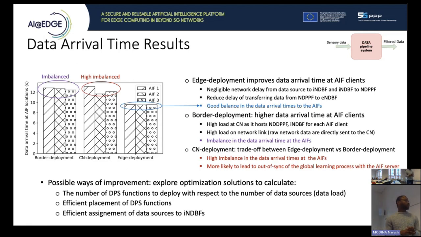At the core deployment, in terms of data arrival time, we have a trade-off between the edge deployment and the border deployment. However, we observe a high imbalance in the data arrival time at the IEF. This deployment is more likely to lead to the global learning process going out of sync with the IEF server. Possible ways of improvement could be to explore an optimization solution to calculate, for example, the number of data pipeline system functions to deploy with respect to the number of data sources, an efficient placement of the data pipeline system functions, and an efficient assignment of data sources to the ingress network data broker functions.